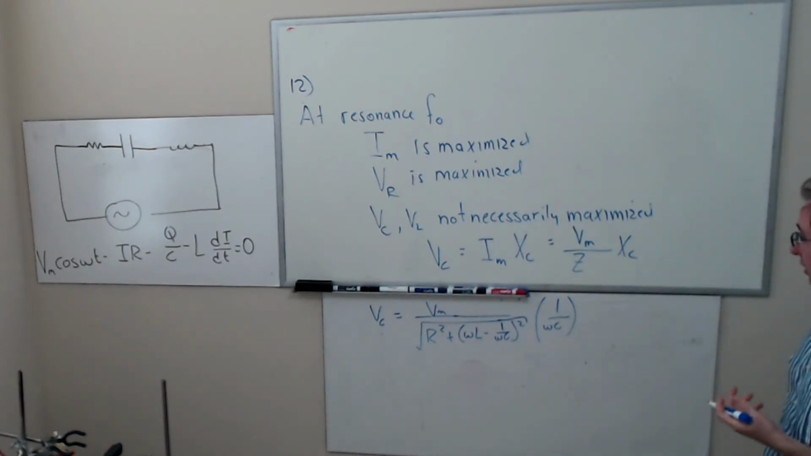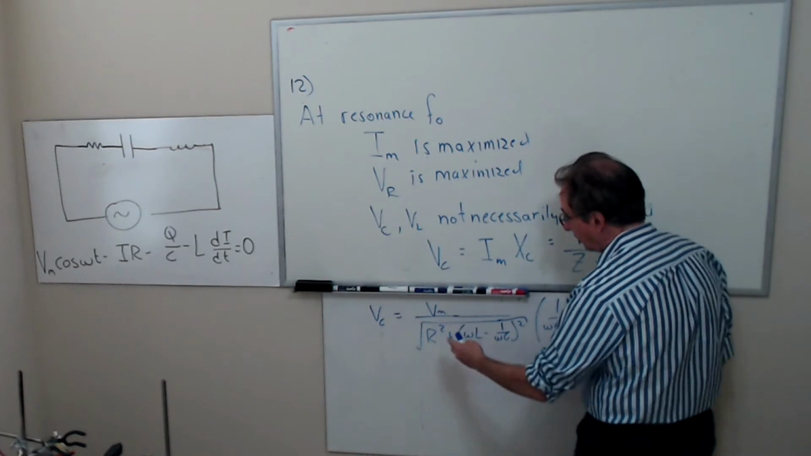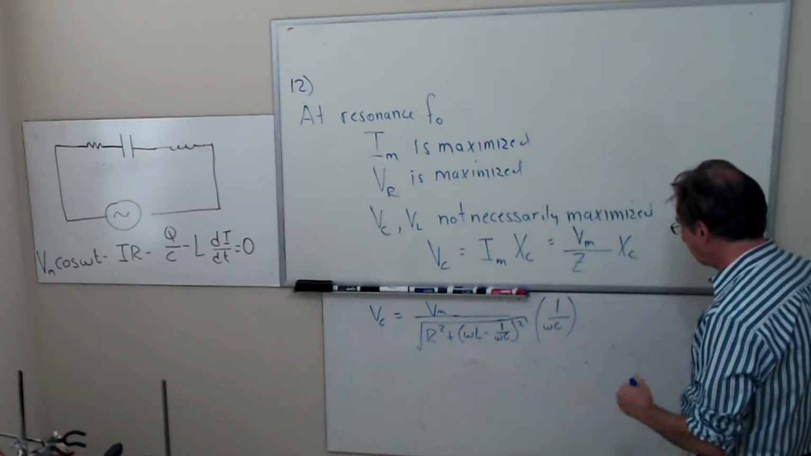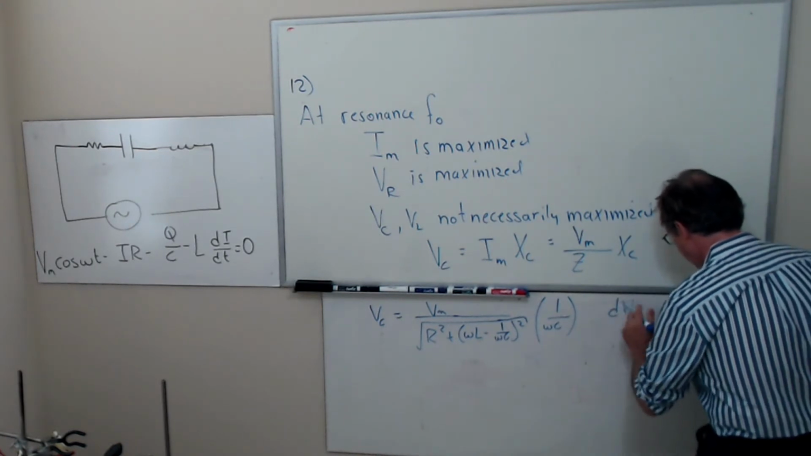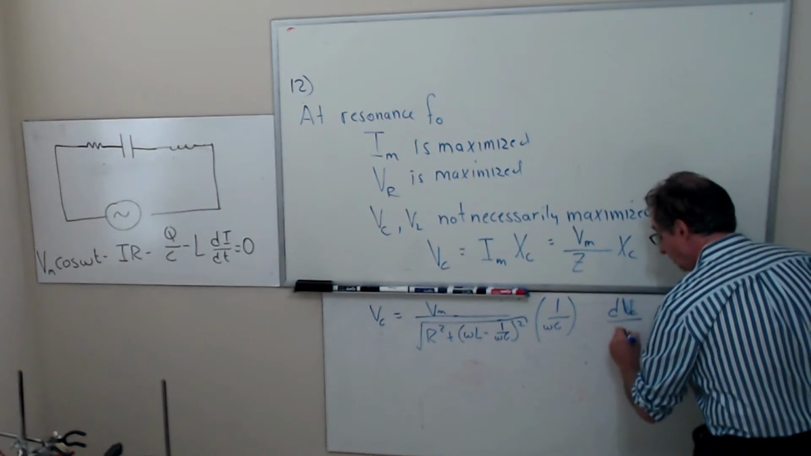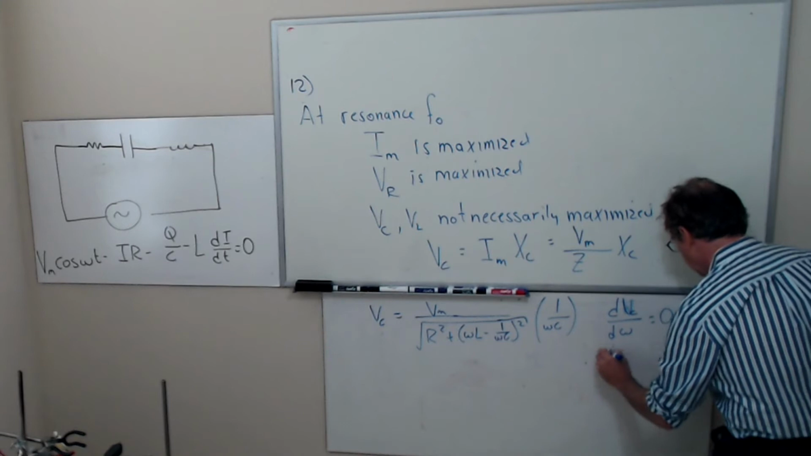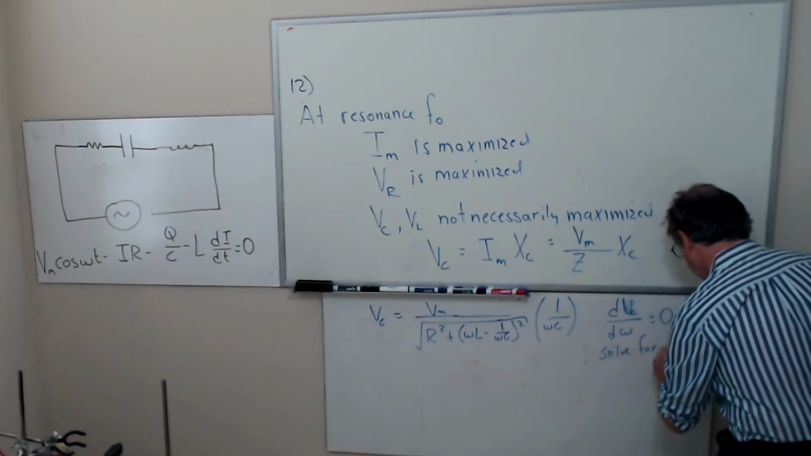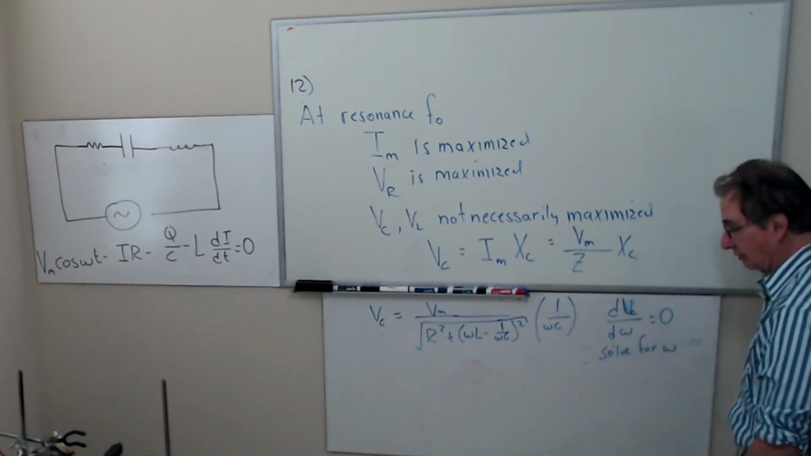Okay, so now you want to maximize that function. You want to find the frequency, the omega, at which this function is maximized. And so yeah, you got to take dV sub C over d omega, set it equal to 0, and solve for the frequency, the angular frequency that makes this thing 0.